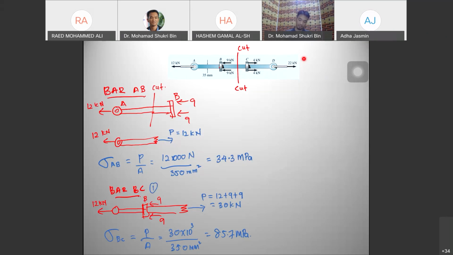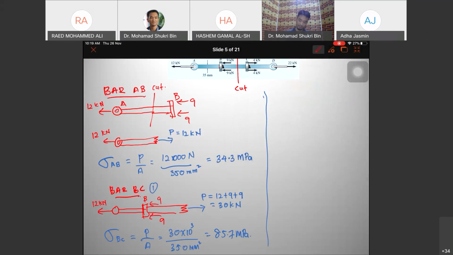but I want to take this portion, so I draw again. Bar BC also, I just want to show you. This is bar BC number 2. Let's say I cut the other half. So we have here 22 kilonewton, and we have here C, which is 4, and then this is the cut region, the area of the cut.